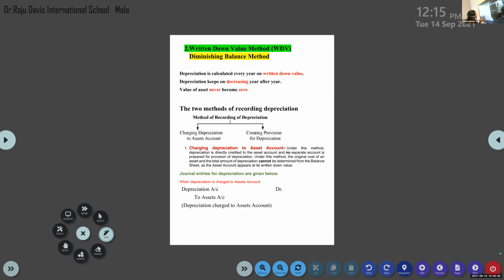So we have two methods of recording depreciation. First method is charging depreciation to asset account. Next method, number 2, is creating provision for depreciation. Now, please listen to these terms, the names of the two methods. Understood? Charging depreciation to asset account, creating provision for depreciation. Fine. Now, this depreciation, it is actually an expense.